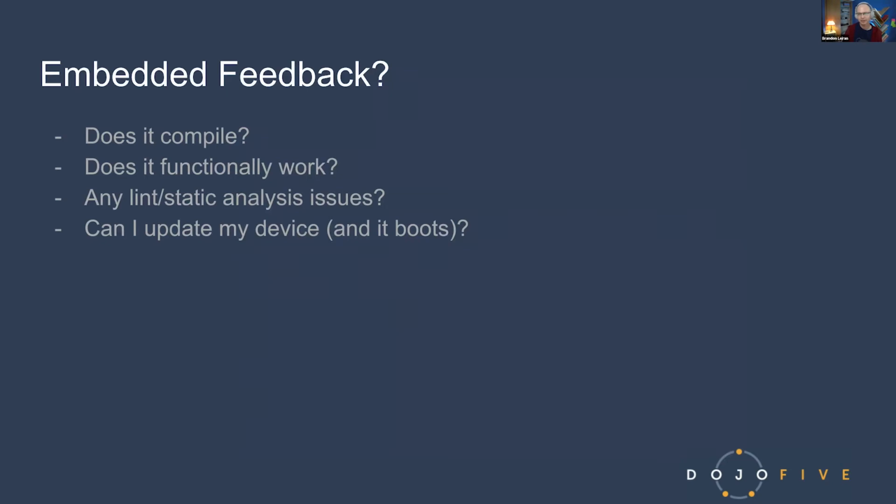So in the embedded space, when you're developing, what does this feedback look like? I put a few things up here, like simply, does it compile? Does it compile and link? Does it functionally work? This could be manual tests, automated tests. There are a lot of tools out there for static analysis. Some of them are very simple, some of them, like Klocwork, are very involved. And then all the way out to, can I put my release onto the device and it boots, and basically all those same functional tests. Those are just examples of feedback that you can get.